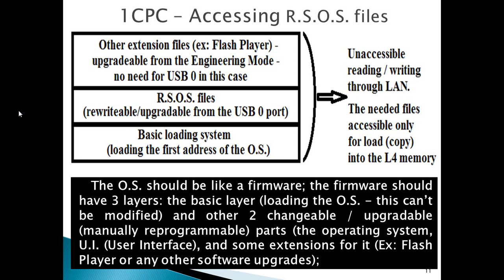One CPC, accessing RSOS files. The operating system should be like a firmware. The firmware should have 3 layers. The basic layer, loading the operating system. This can be modified, and 2 other changeable or upgradable, manually reprogrammable parts. The operating system UI, it means the user interface, and some extensions for it, for example Flash player or any other software upgrades. Please look to the image above.